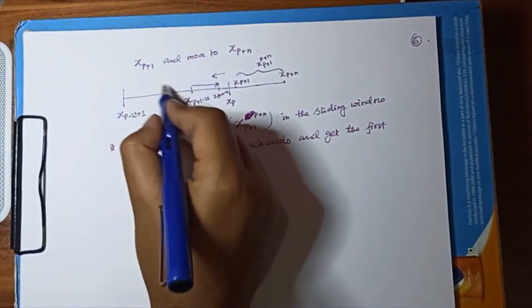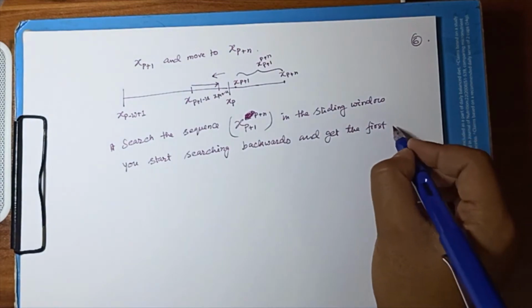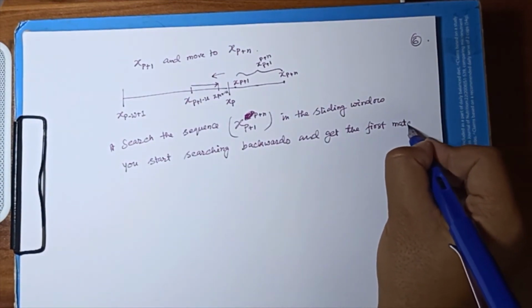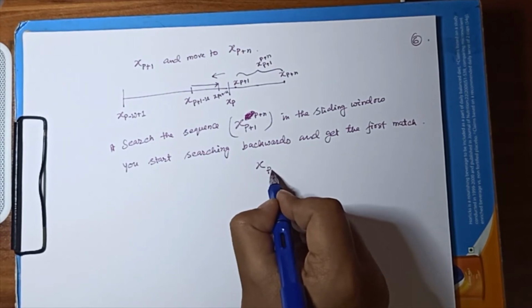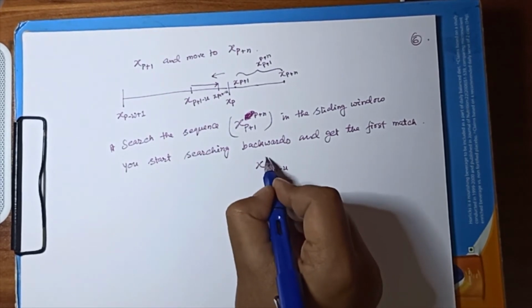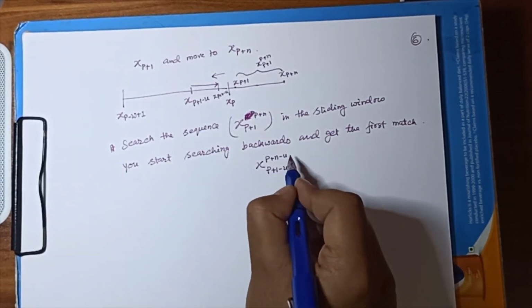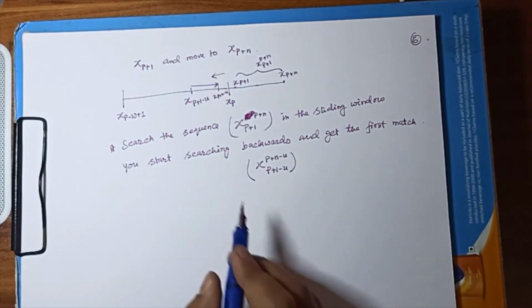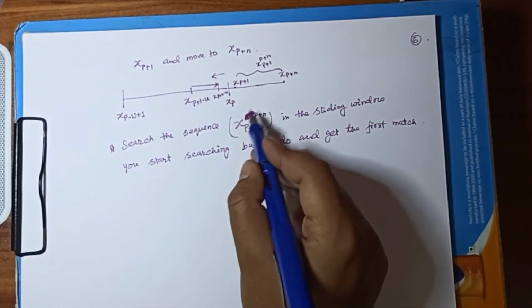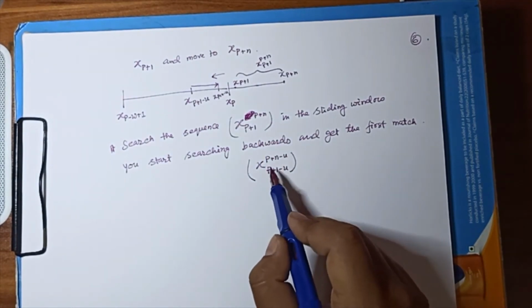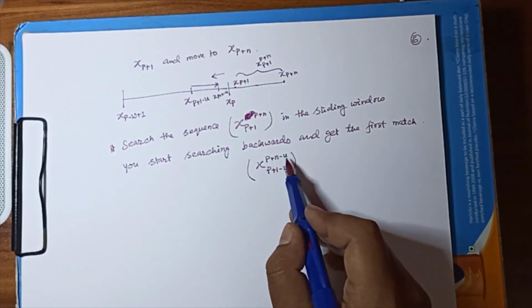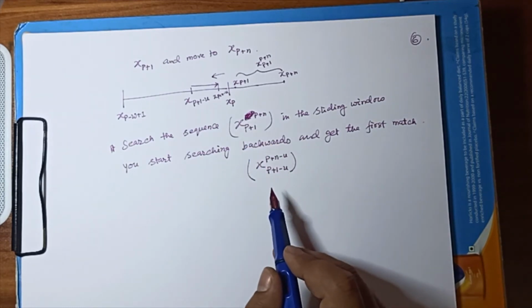There can be more matches here, but I will take only the first match. First match to be xp plus 1 minus u to xp plus n minus u. That is my match. So these two sequences, xp plus 1 to p plus n and xp plus 1 minus u to xp plus n minus u, match exactly.